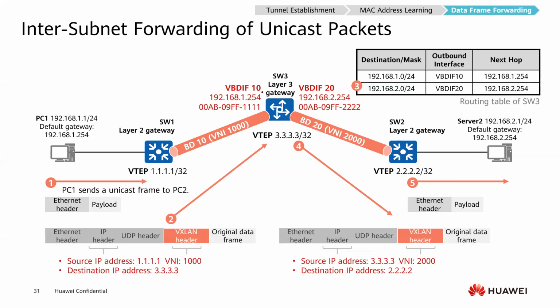And now let's look at the inter-subnet forwarding of the unicast packet. What will it look like? PC1 will send the unicast frame to PC2. After switch 1 receives it, we will find that the destination MAC address belongs to switch 3, so it will send the frame to switch 3 by the VXLAN tunnel.